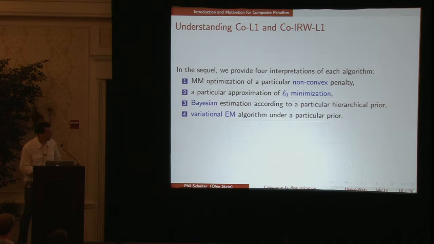Okay, so now I'll show you 4 interesting interpretations of the algorithm. Both of them can be interpreted from an optimization perspective as an MM approach, majorization minimization, of a particular non-convex penalty. And the question then is, what is that non-convex penalty? Also as a particular approximation of L0 minimization. Also as a Bayesian estimation according to a particular hierarchical prior, and finally as a variational EM algorithm, again under a particular prior. All these different interpretations lead you to exactly the same two algorithms, so you can view them from whatever background you prefer.